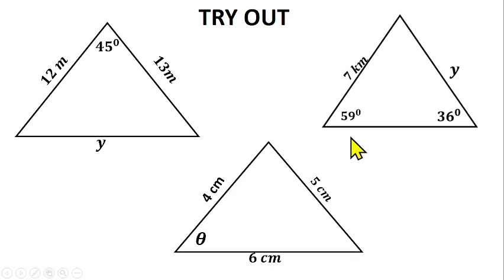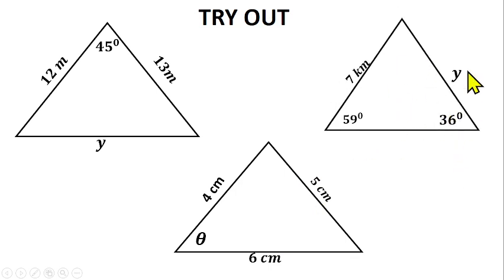Let's see another triangle. We are given this triangle to find the value of y. Can we use sine rule here to find this side y? The answer is yes. We can use sine rule here because a pair is given completely. This angle is given, the side facing it is given. So this is a pair given completely. Then this side is not given, we are looking for it, and the angle facing it is given. So we can use sine rule here, but we cannot use cosine rule.